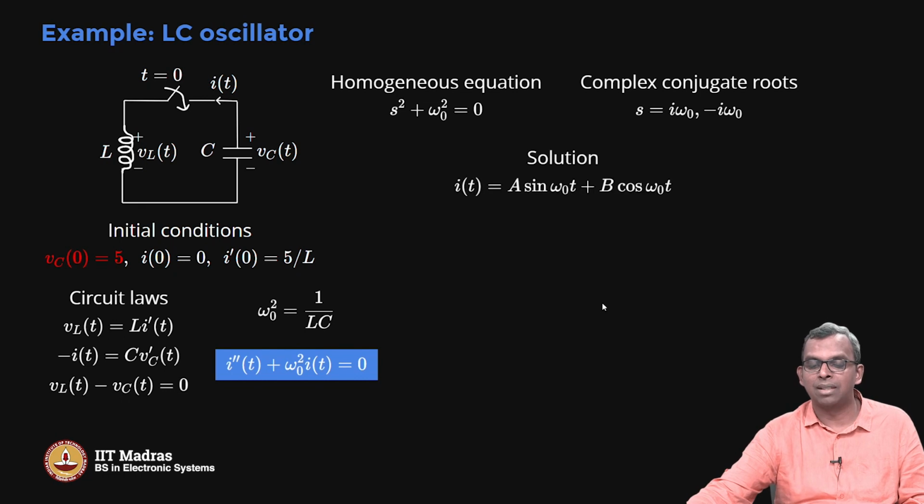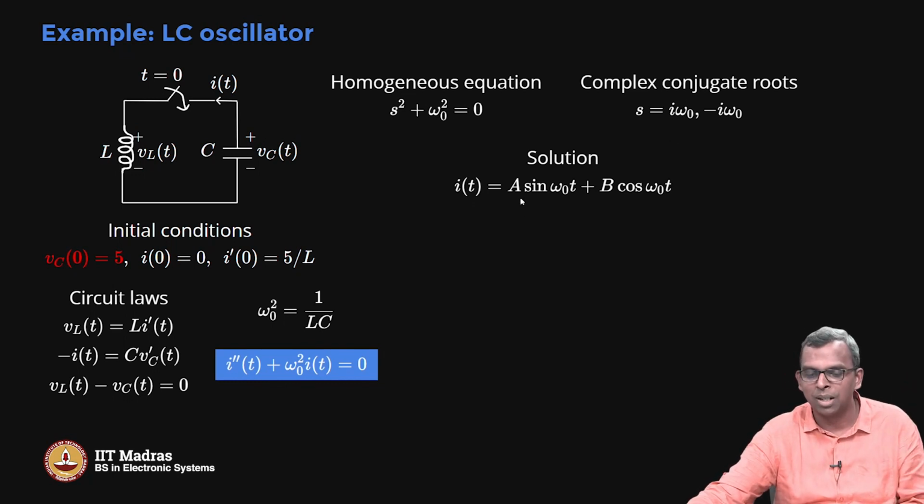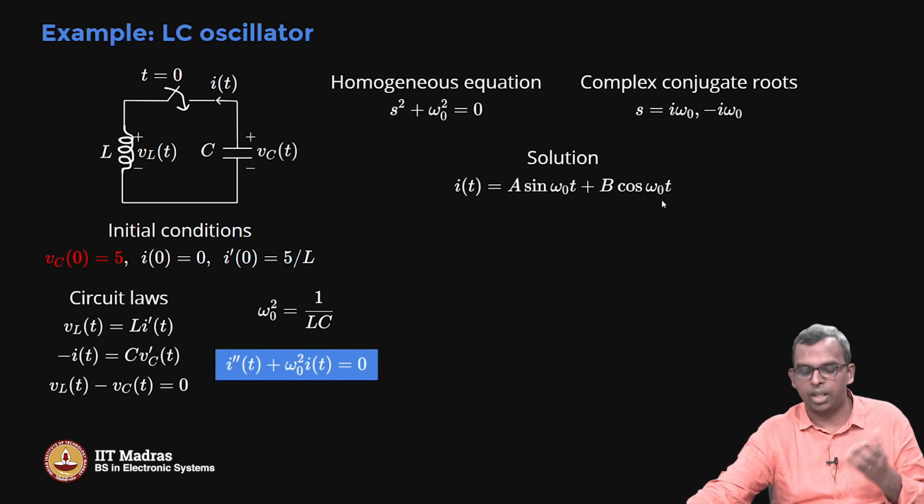And guess what happens if you do a solution here? This is complex conjugate, so sin omega naught t and cos omega naught t are going to be the solution, right? There's no alpha, right? There's no e power minus term, there's no real part, it's just 0. So you only get a sine wave and a cos wave. So i of t is going to be sinusoidal, okay?